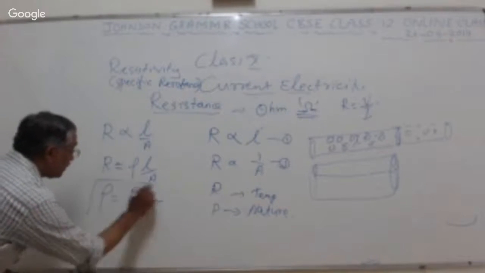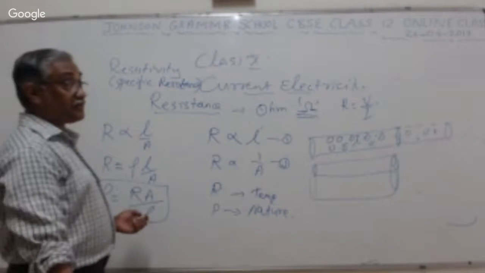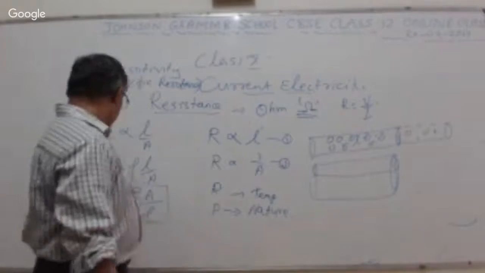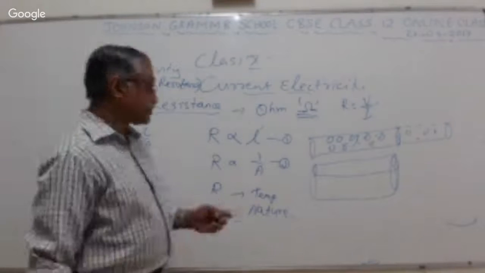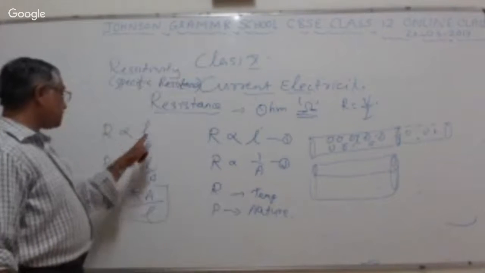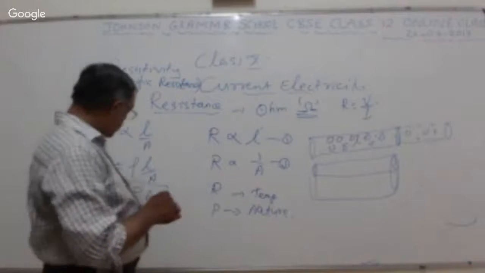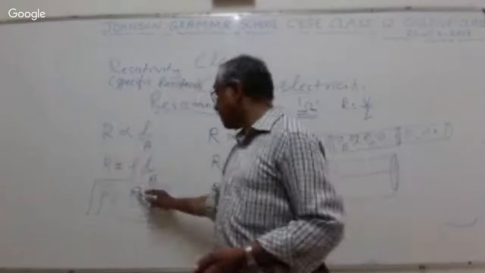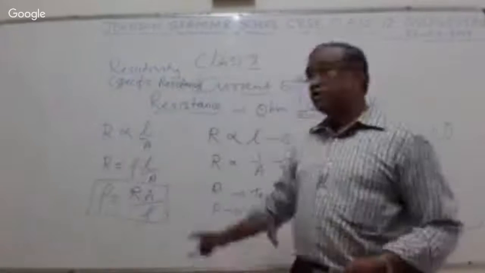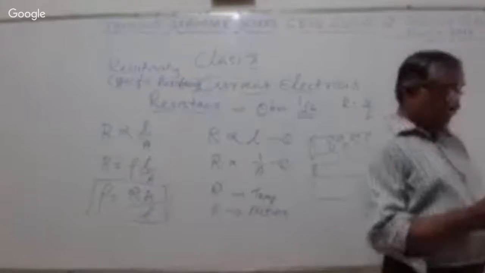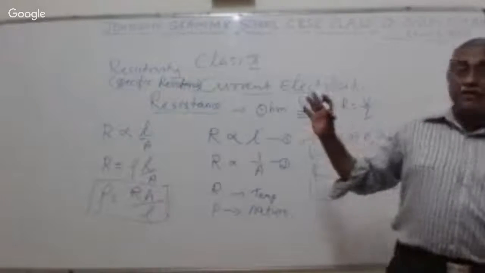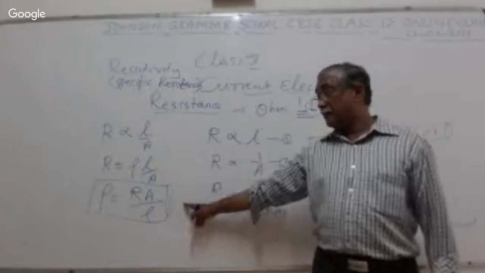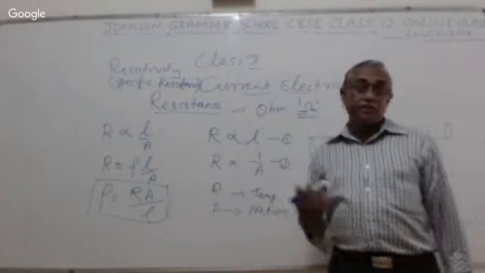So we can say that the resistivity of a material is different from resistance. Understand? Resistivity rho is R A by L. Resistance depends on the area of cross section and length, so resistivity is equal to R A by L. This is your specific resistance. It is fixed for a given material. Resistance can be fixed for a given conductor of given length and area of cross section, but resistivity is always fixed for a material. If the material changes, resistivity will change.